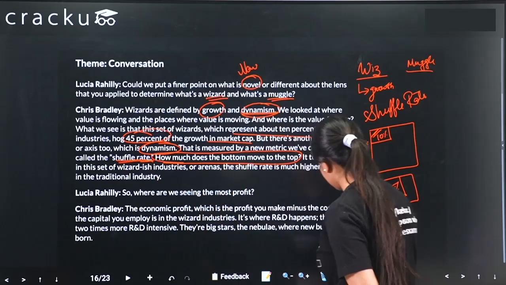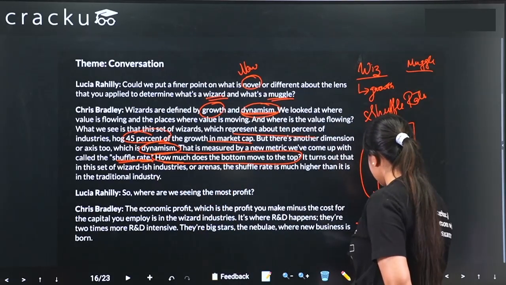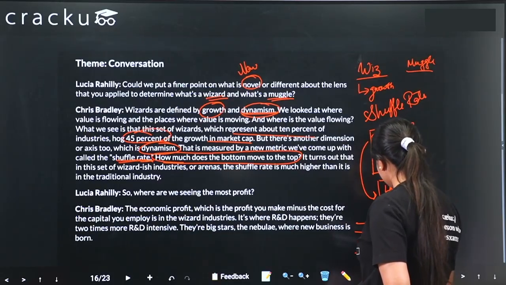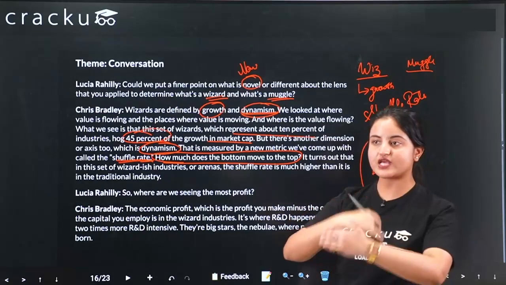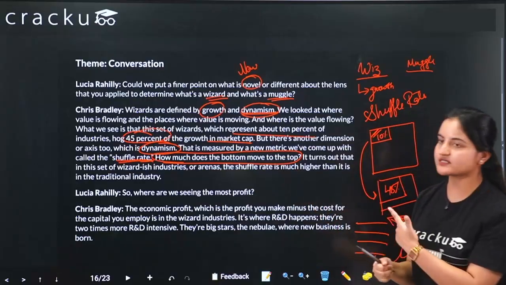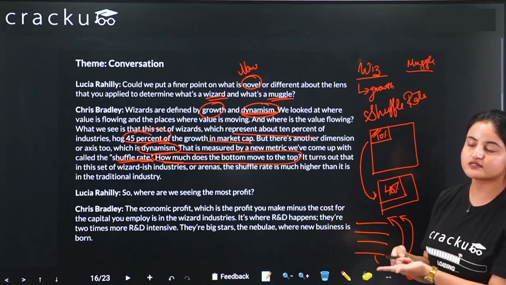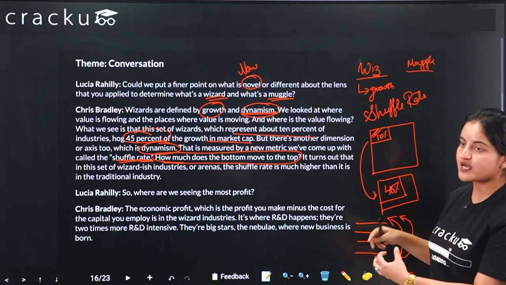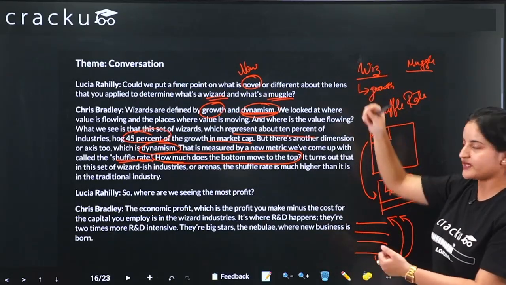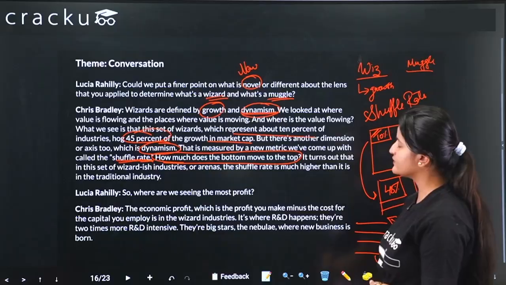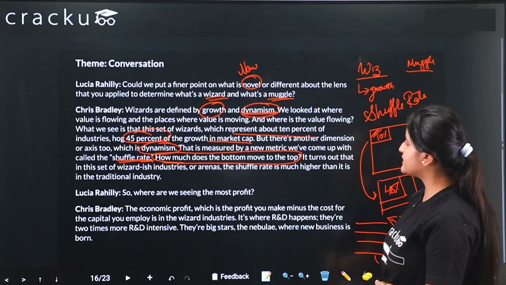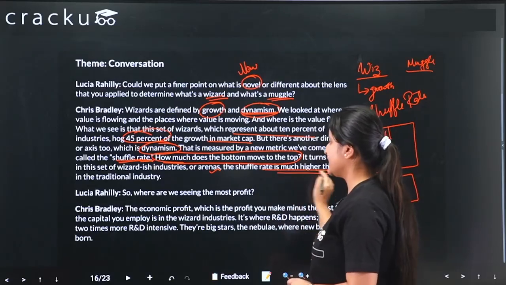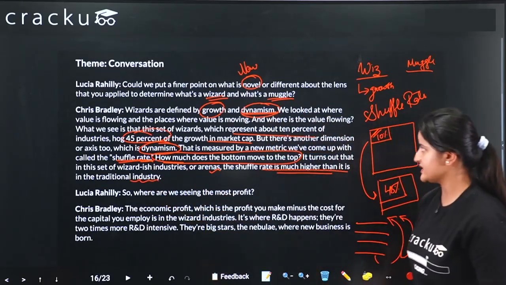Suppose there are 10 industries. So how much are the bottom industries moving to the top? How much is this change happening? That is known as the shuffle rate, which defines the dynamism, that is, how rapidly this change is happening. This bottom is moving to the top, right? It turns out that in this set of wizardish industries or arenas, the shuffle rate is much higher than it is in the traditional industries.